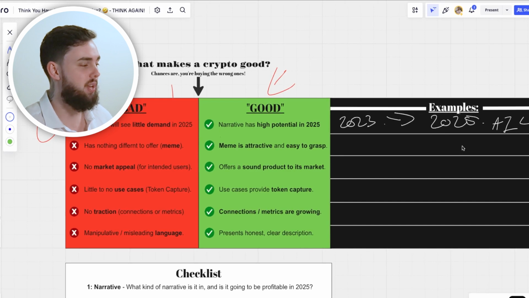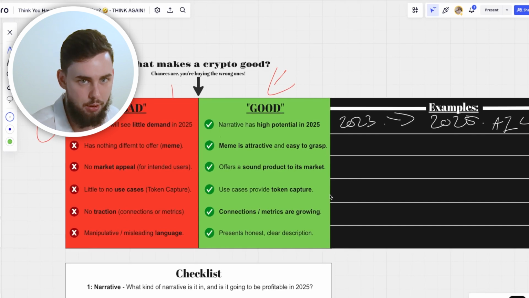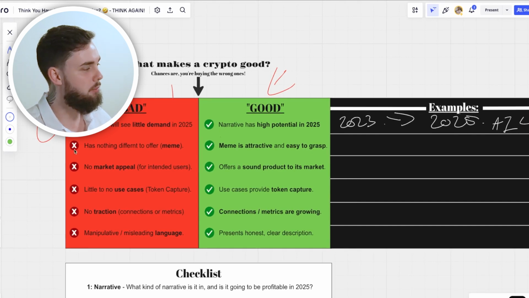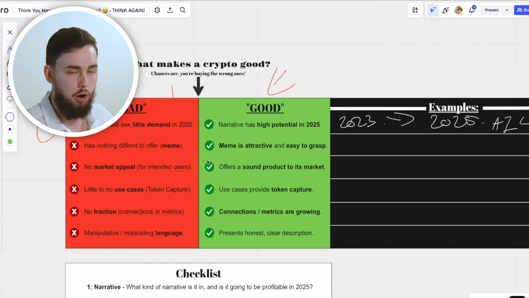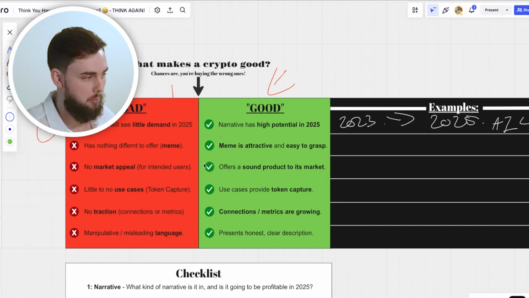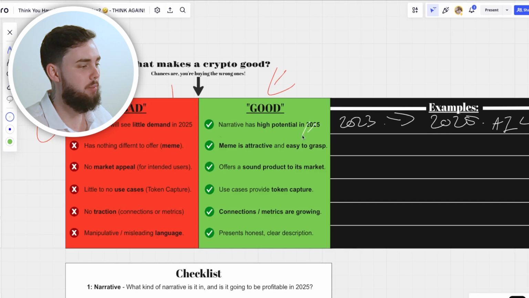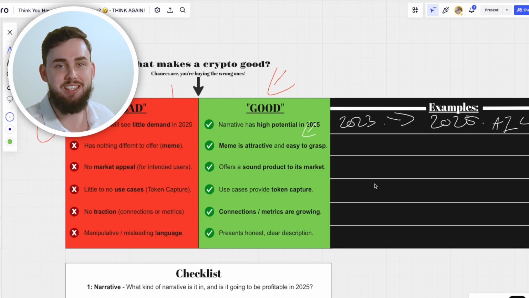There's no point jumping into, for example, what we're going to touch on in a second, which is token capture, if your project isn't going to be capturing any tokens at all, right? There's no demand for the project. Number 2, it has nothing to offer. Okay, it's got a bad meme, right? So a good project will have a meme that's attractive and easy to grasp.